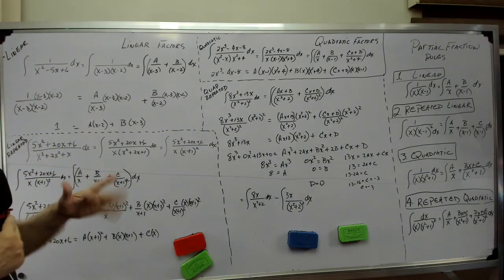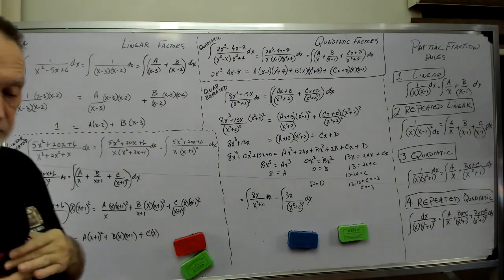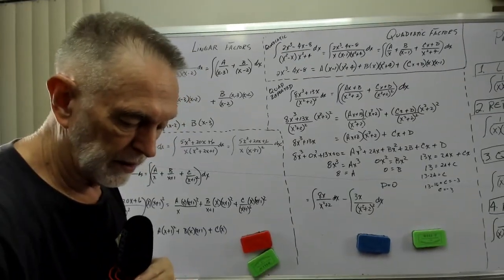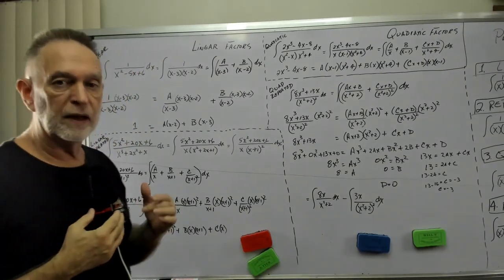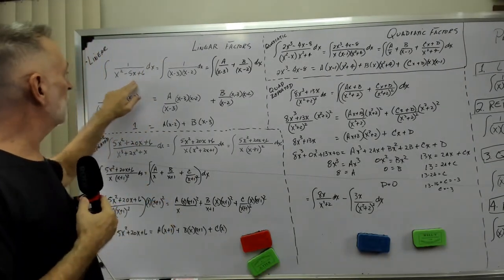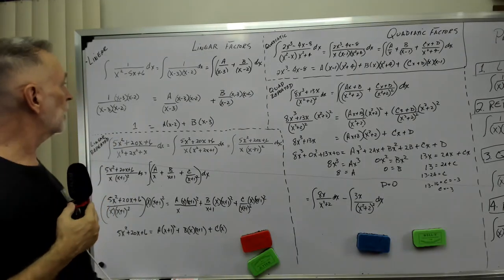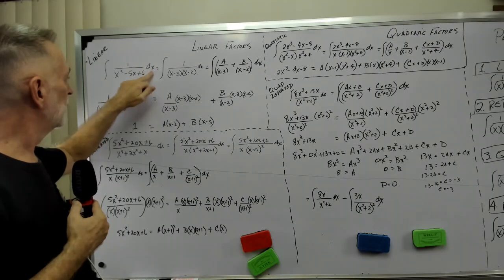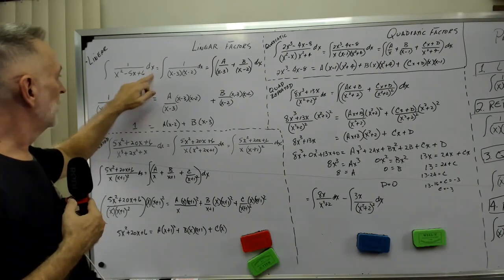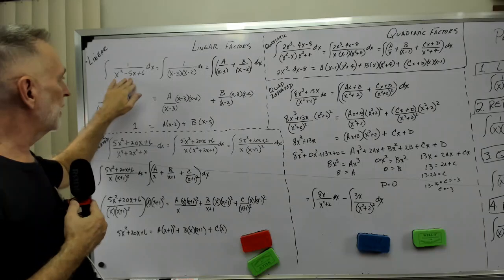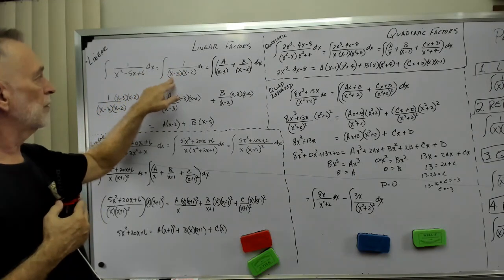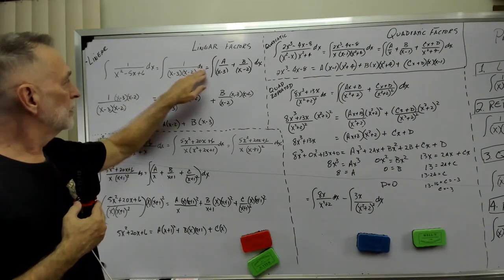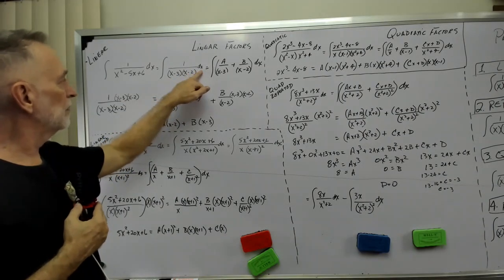For the linear, we had a video just a few weeks ago. Let me turn my camera here. This was the problem we worked: the integral of 1 over x squared minus 5x plus 6 dx. We factor the denominator, and we end up with the integral of 1 over x minus 3 times x minus 2, still integrating on x.